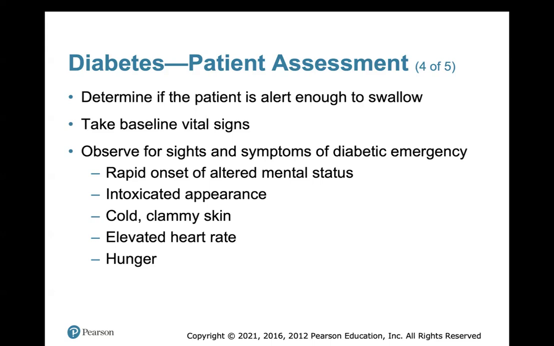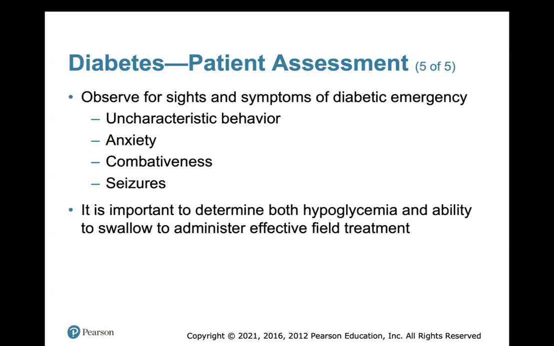Determine if the patient is alert enough to swallow. That's going to determine whether or not we can give them oral glucose, right? Take a baseline set of vital signs. Observe for signs and symptoms of a diabetic emergency. So, rapid onset of altered mental status, intoxicated appearance, cold, clammy skin, elevated heart rate, hunger, all these things we just talked about, right?